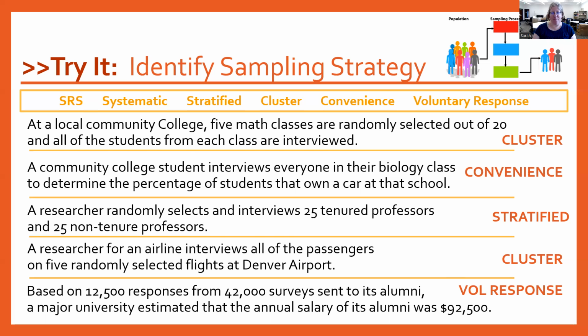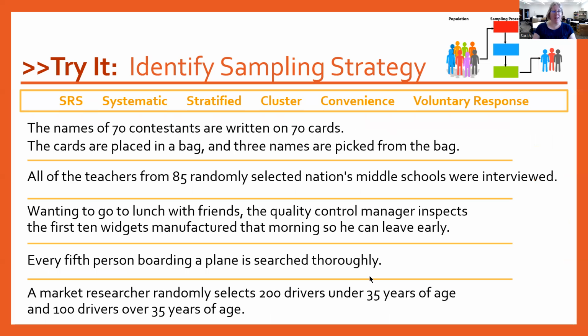All right, the names of 70 contestants are each written on a card. The cards are placed in a bag, and then 3 cards, so 3 names, are picked from the bag. That is going to be a simple random sample. All of the teachers from 85 randomly selected nation's middle schools were interviewed. So there's definitely going to be, in a place like the US, a lot more than 85 middle schools. And since they took all of the teachers, that's going to be a cluster.